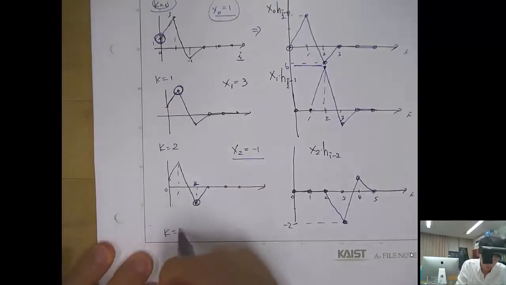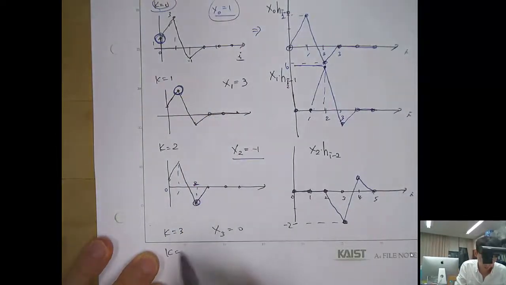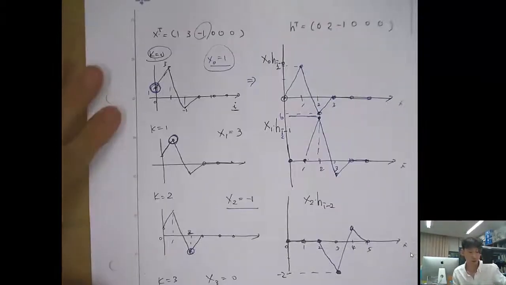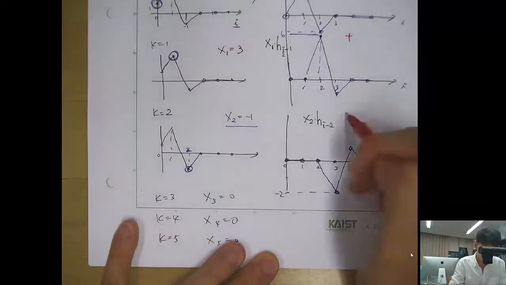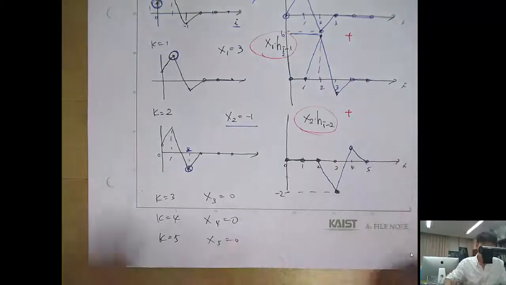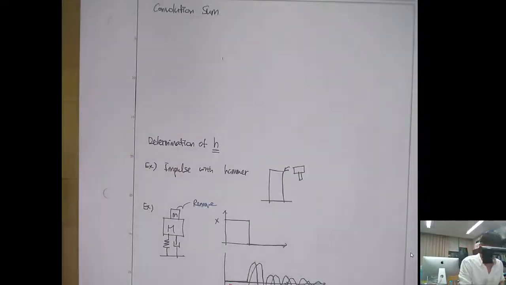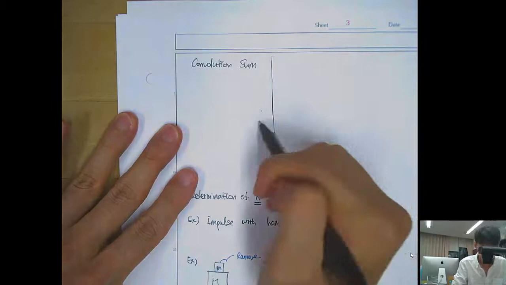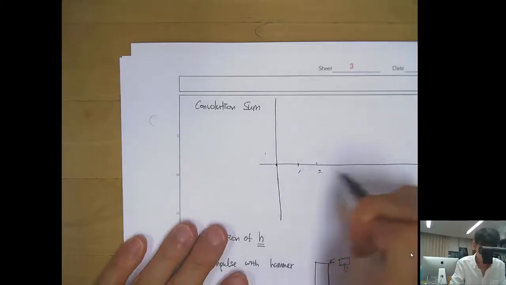Right? And when k is 3, x3 is what? x3 is 0. k is 4, x4 is 0. k5, x5 is 0, right? So it's going to be all 0. So when you multiply this one and this one and this response, it will be the convolution operation shown in here. So all of the sum will look like this, when i is 0, 1, 2, 3, 4, 5.